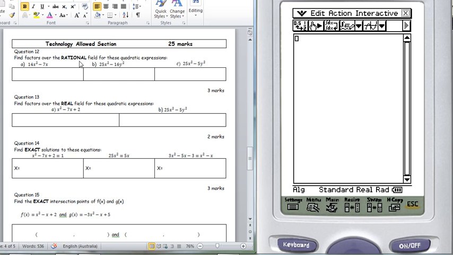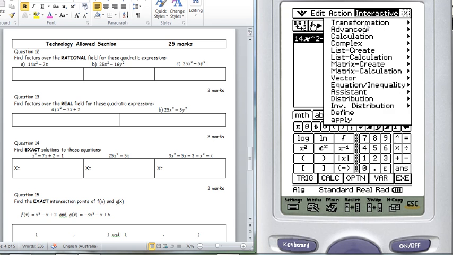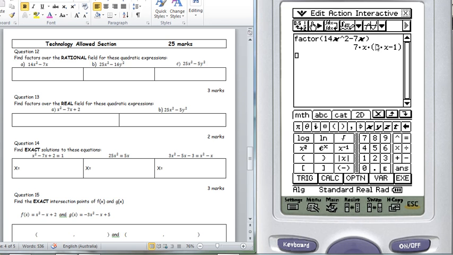Okay, so I'll use my ClassPad. I'll bring up my keyboard. I want 14x squared minus 7x, and I will select it, interactive transform, and go to factor, and 7x bracket 2x minus 1 is what I'd write here.